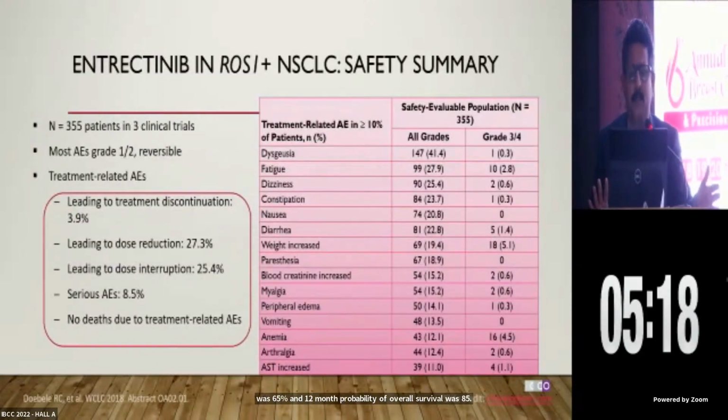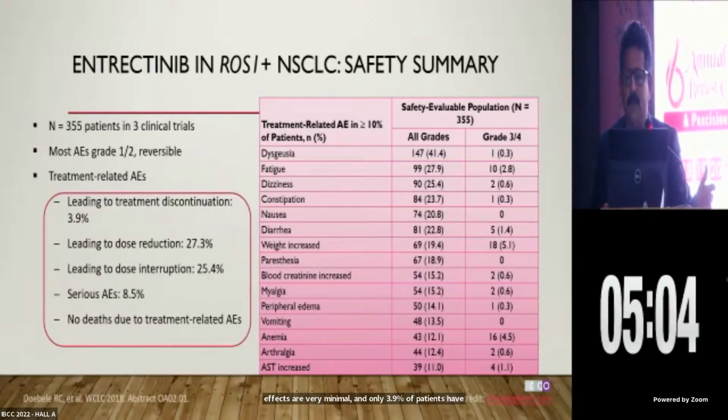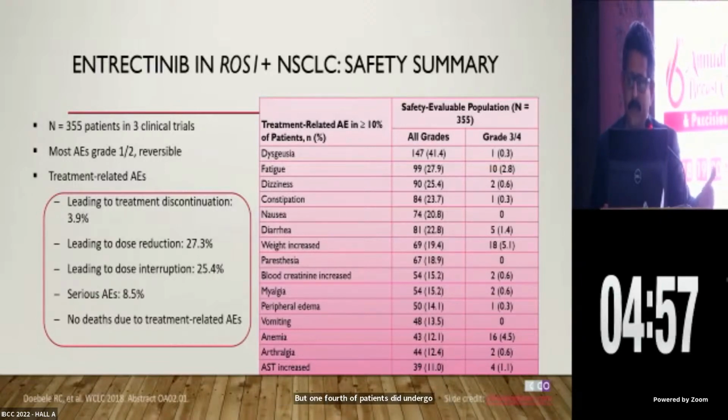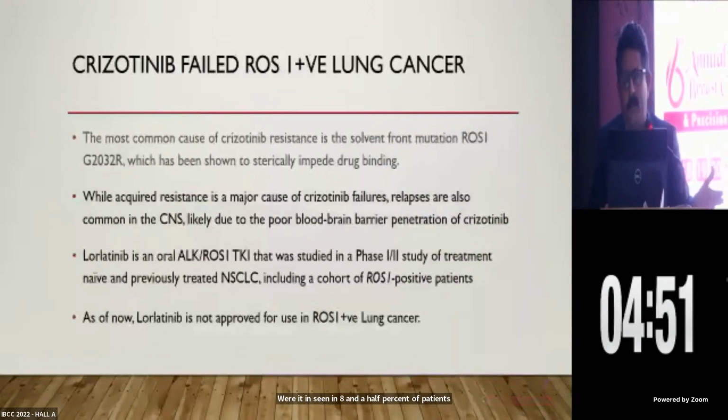By and large, a tolerable drug. We don't have any experience with this drug, but it looks tolerable. The side effects, though long, the grade 3, grade 4 side effects are very minimal, and only 3.9% of patients had to discontinue treatment because of treatment-related side effects, but 1/4 of patients did undergo dose reductions, and serious adverse events were seen in 8.5% of patients. So we don't have entrectinib.